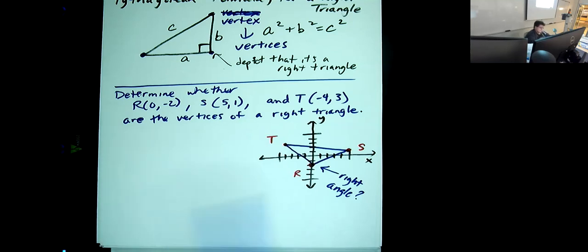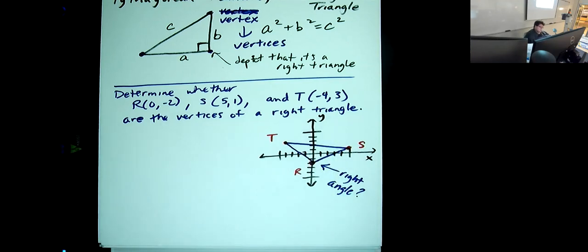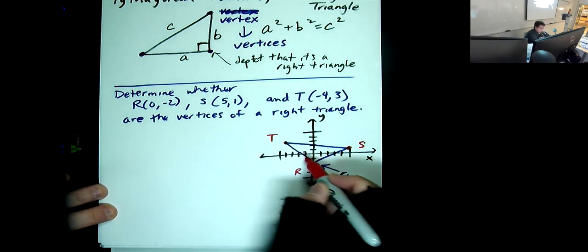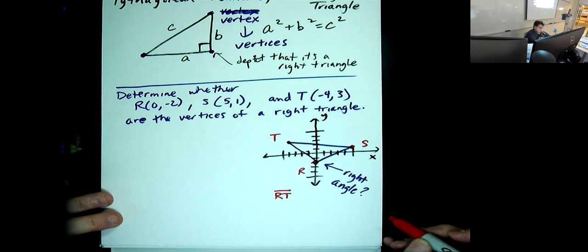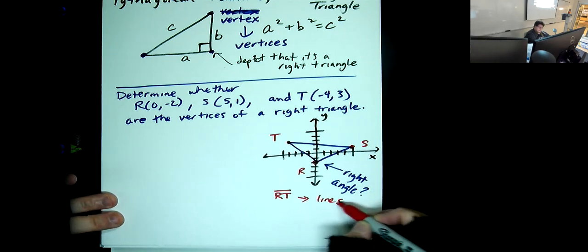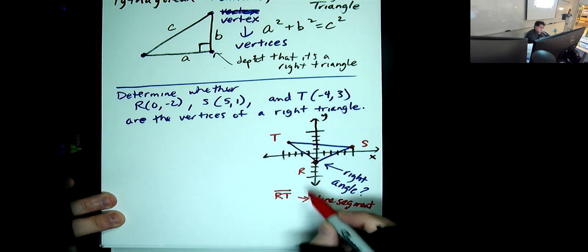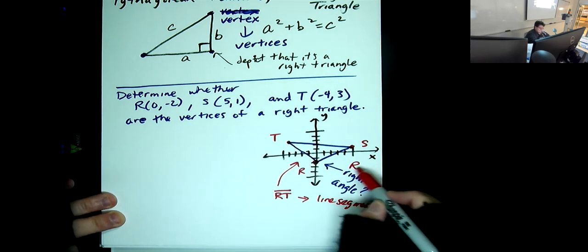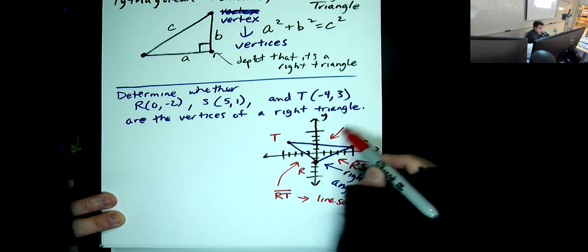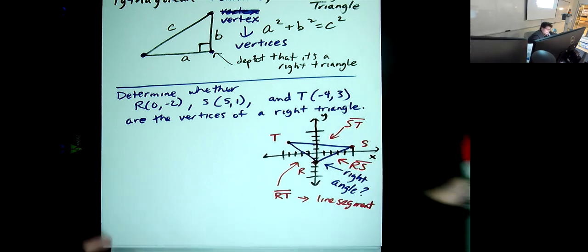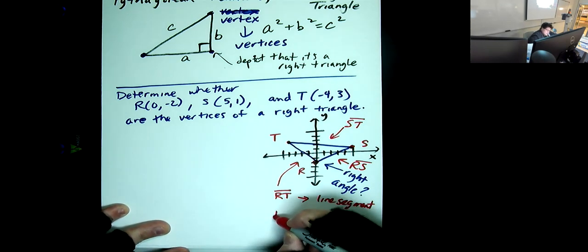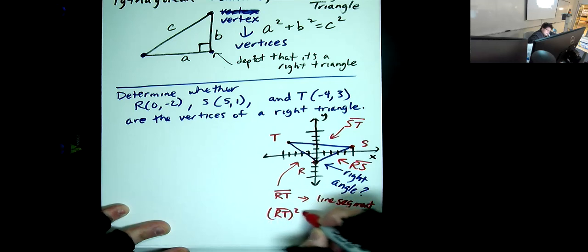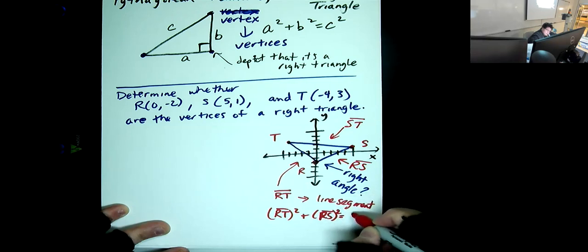So this means this is the long side. I need to know if the side between T and R, or RT like that, shows me that side. It's called a line segment. If I do RT there and RS here and ST there, I'm just picking the endpoints to describe the name of it. I need to know if RT squared plus RS squared equals ST squared.